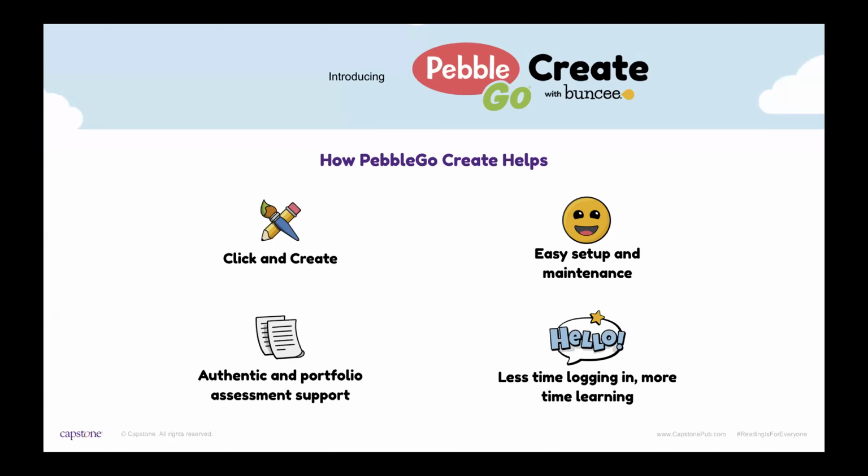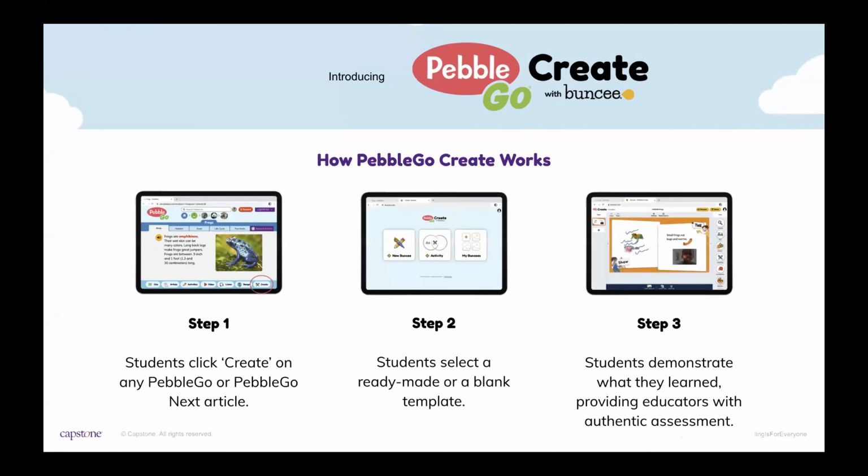And so removing that by connecting this in makes it that much easier. And so those are some of the pillars that we really looked at and said, how can we help with a new tool that we put into the PebbleGo ecosystem? So let's talk real quick, high level, about how PebbleGo Create works, because you've heard me talk about super simple, easy to do. What does that look like?